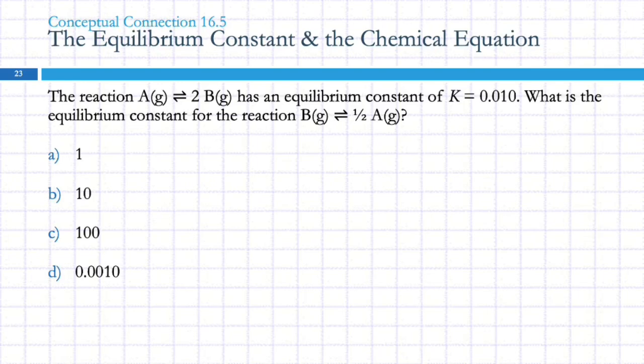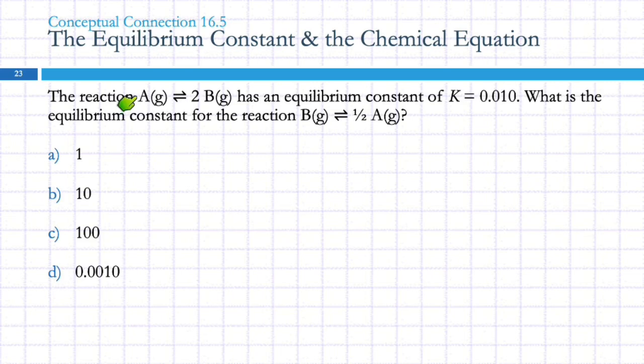Okay, so let's test that. The reaction A goes to 2B has an equilibrium constant of K equals 0.010. What's the equilibrium constant for the reaction of B going to 1/2 of A? So we need to ask ourselves, how did this chemical reaction change? What was done to it? There were two things that happened.